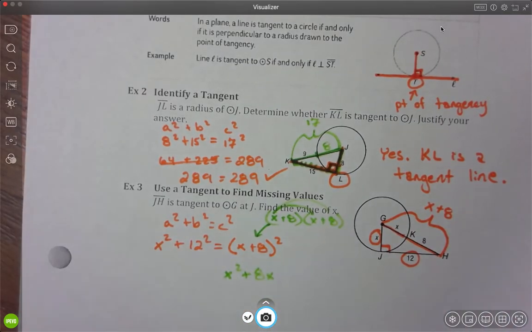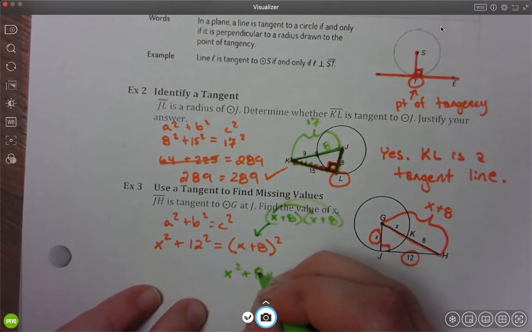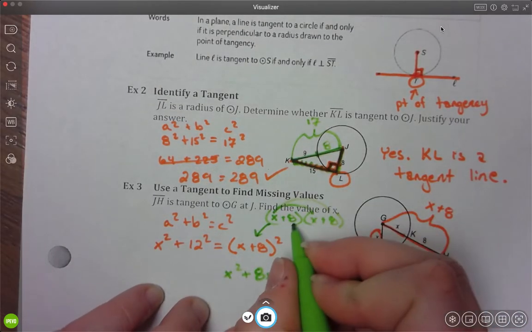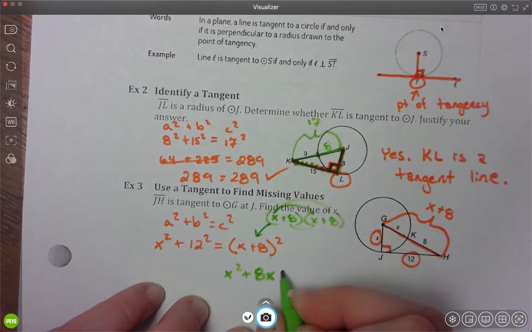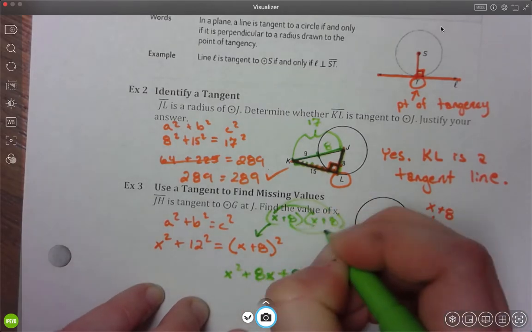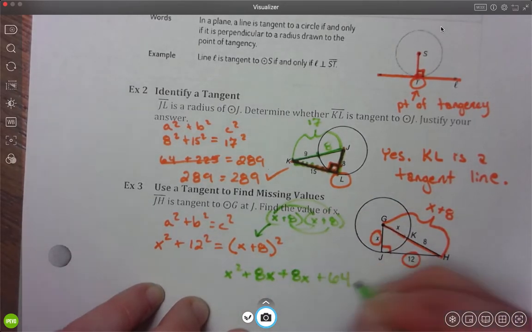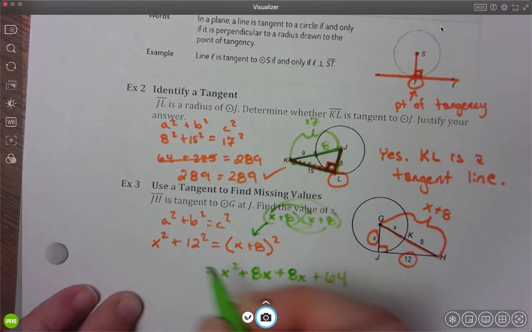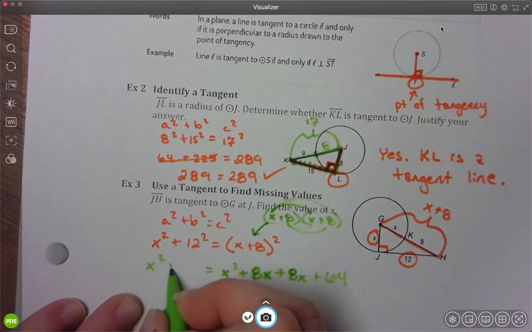I'll grab the yucky green color. Let's see if this one looks better. No, not really. The insides multiplied together is another 8x. Ugh, it's still really bad. Another 8x, and 8 times 8 is 64. So I've got that going on the one side. Over here, we've got x squared plus 144.